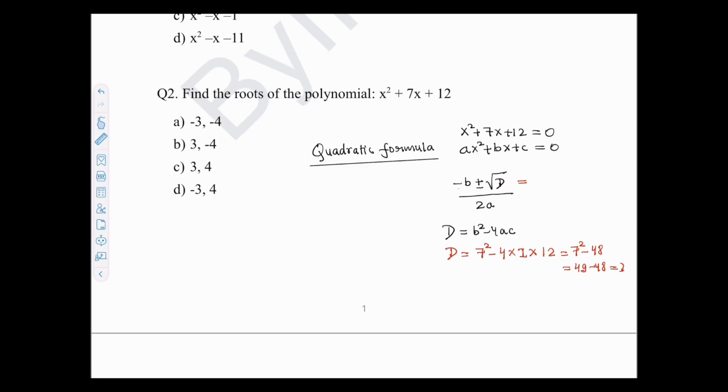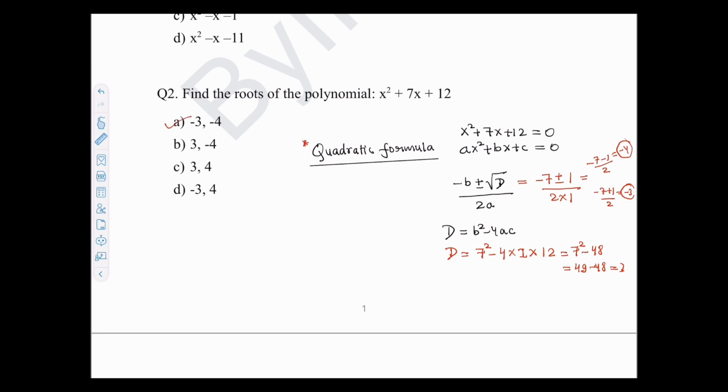Our roots are minus b, so it's minus 7 plus minus square root of 1. Square root of 1 is simply 1, right? Over 2 multiplied with a. Now again the value of a is 1. So we get minus 7 minus 1 over 2 and minus 7 plus 1 over 2. This gives us minus 4, and this gives us minus 3. So our roots are minus 3 and minus 4. Which option is it? It is the very first option.